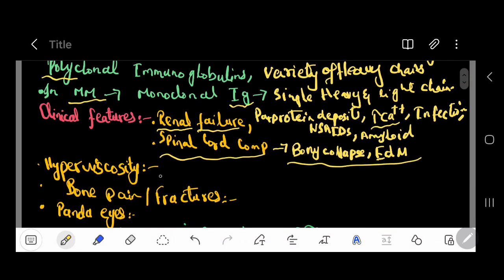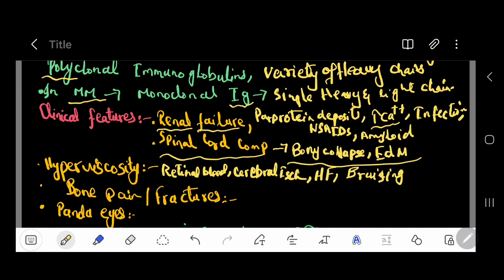There is hyperviscosity in the blood, due to which there is retinal bleed. Cerebral ischemia means strokes. You will also see heart failure and bruising. So these are due to hyperviscosity.